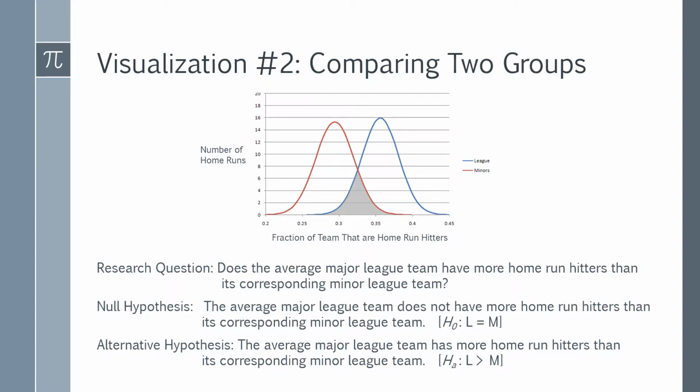The next visualization is comparing two groups. Our research question is, does the average major league team have more home run hitters than its corresponding minor league team? The null hypothesis is the major league team does not have more home run hitters than the minor league team, notated as shown, where L designates the major league teams and M designates the minor league. The alternative hypothesis states the major league teams have more, hence the greater than sign in the notation, home run hitters.